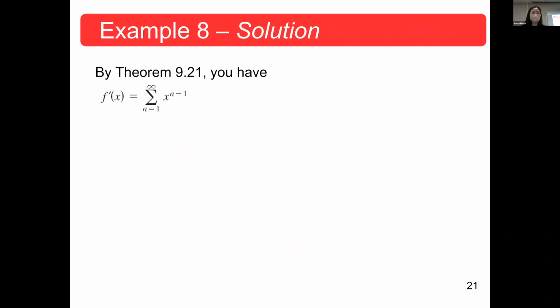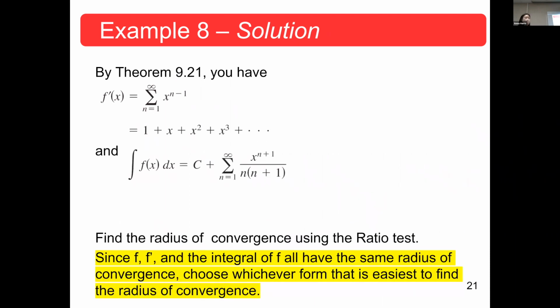Moving on. By Theorem 9.21, you have this, right? Antiderivative. So I would definitely use this one. So you have 1 plus x plus this. I will use this one. And the antiderivative is this. We got that. Totally done it, right? Previous page. So this is a derivative. This is the antiderivative. We got that one. Now you need to do what?